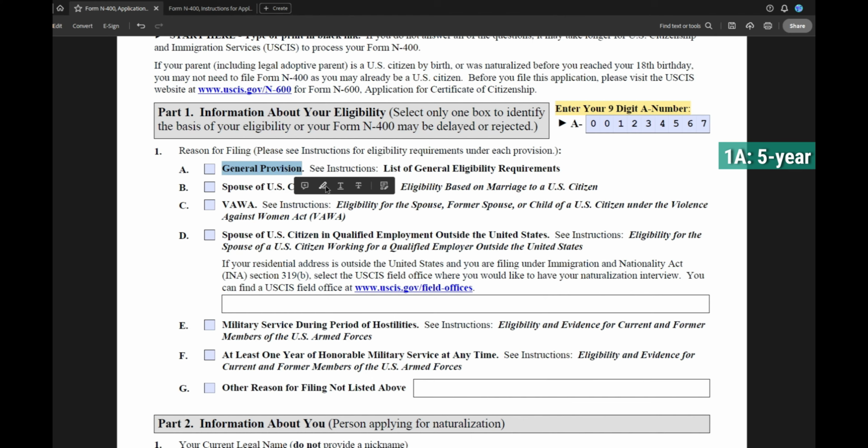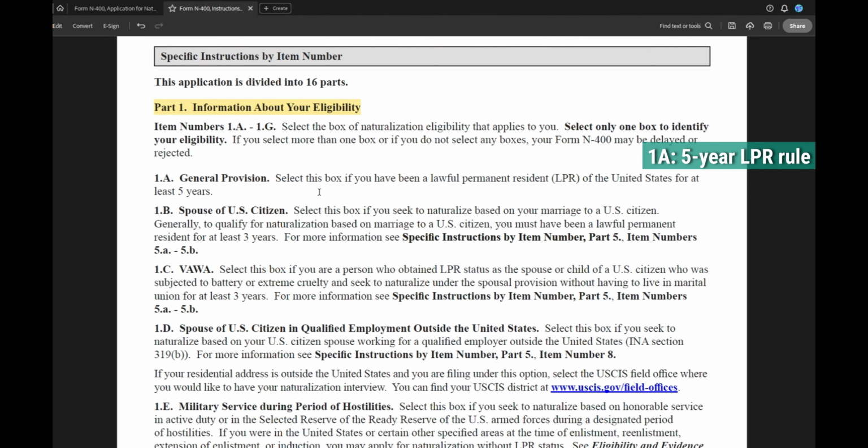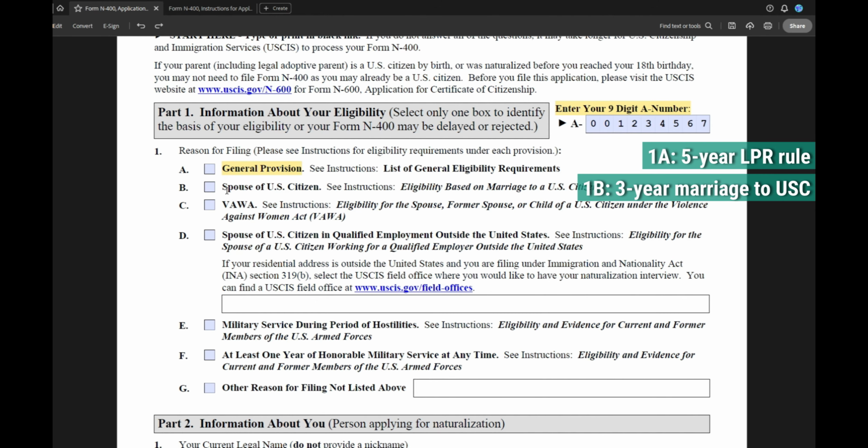And so the general provision box refers to people who are applying for naturalization based on a 5-year rule. If you look at the instructions, it is for those who are applying for naturalization if they have been a permanent resident for at least 5 years. If you are applying on the basis of a 3-year rule, being married to a US citizen, then in that case, you will select box 1B. And this is what we're going to select for the purposes of this form.